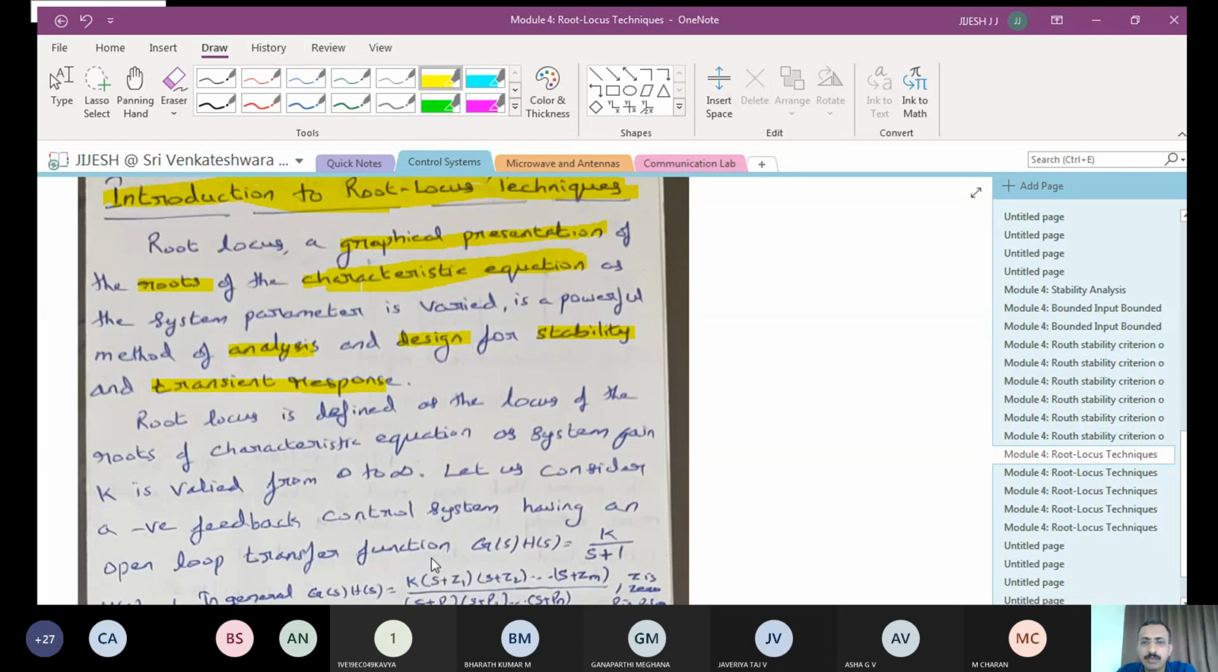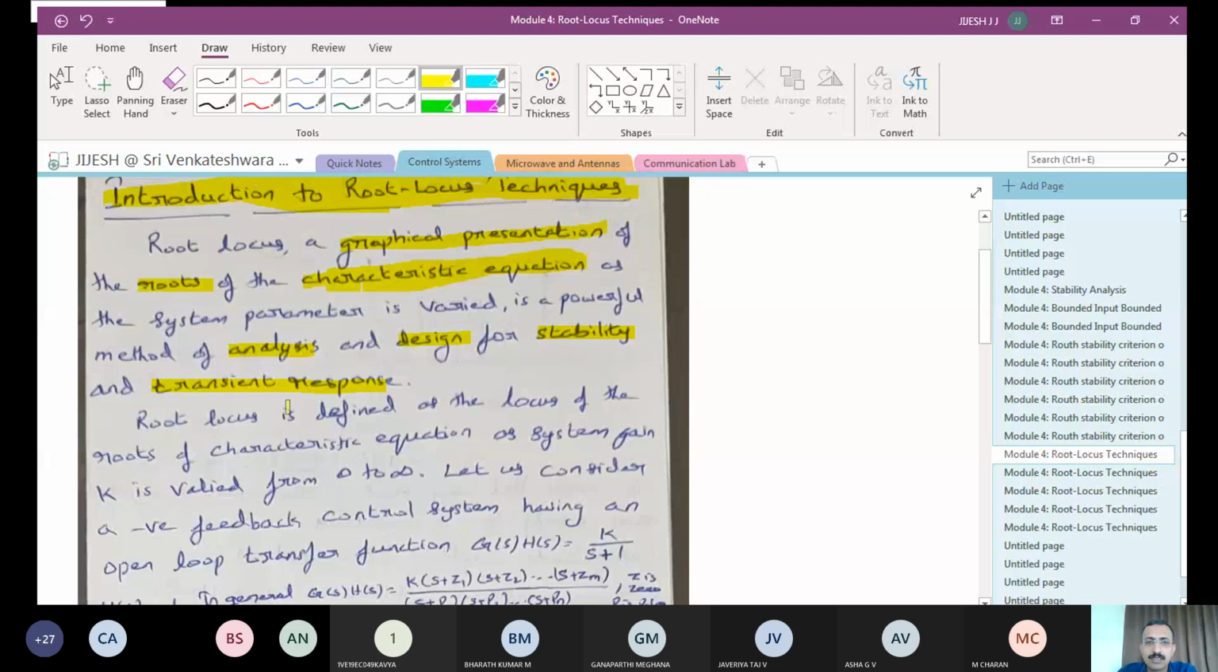It means you're going to find out how the system performance will be, and how you can improve the performance of the system. Everything you can do by calculations, and you can make sure that your system performs better. So it gives an analysis and the design for the stability and transient response. So make a note of this one.